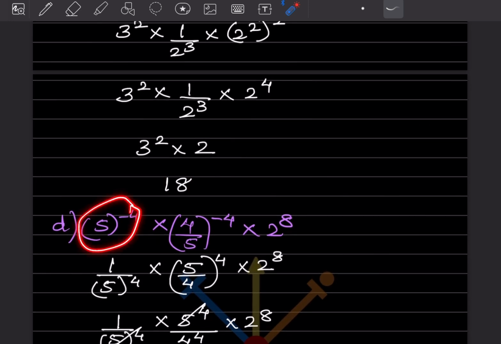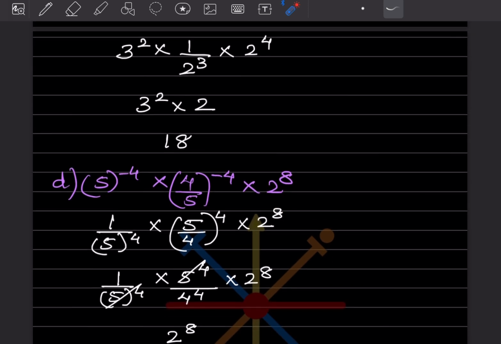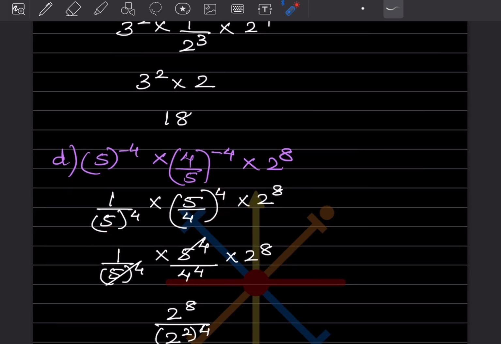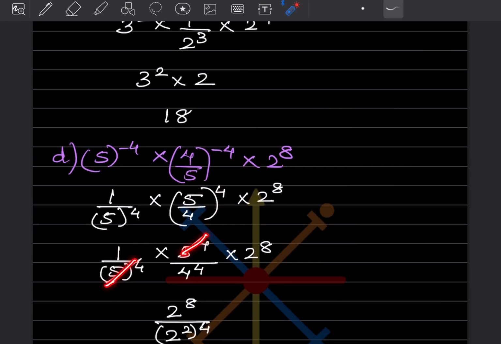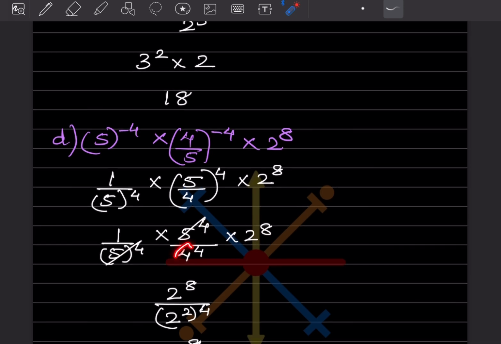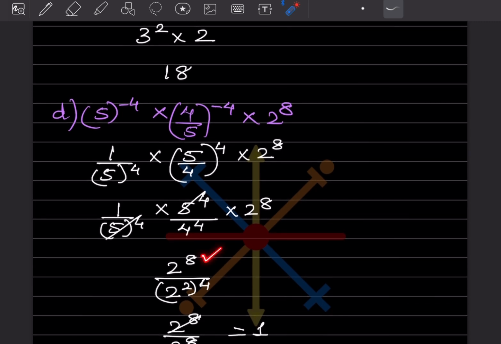Here this will make it to positive 1 by 5 raised to 4. This is going to be 5 by 4 raised to 4 and this will be 2 raised to 8. So this the same. This will be 5 raised to 4 and this is going to be 4 raised to 4 into 2 raised to 8. So this and this gets cancelled. 2 raised to 8 divided by, for 4 we can write here 2 raised to 2 raised to 4. So this will be 2 raised to 8 and this is again going to be 2 raised to 8 and this will be 1.